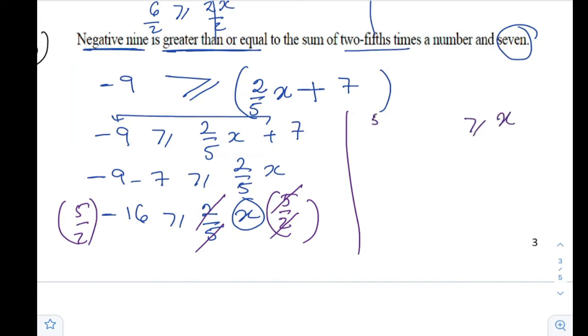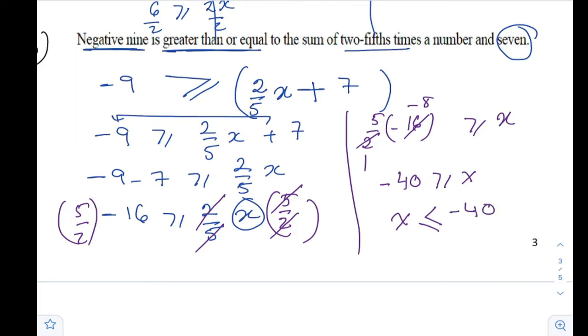Now we have 5/2 multiplied by minus 16. If you multiply, then you can simplify 2 over 2 to 1 and 16 over 2 to negative 8. So we will end up with negative 40. So we have here x less than or equal to negative 40. Perfect. So the number should be less than or equal to minus 40.